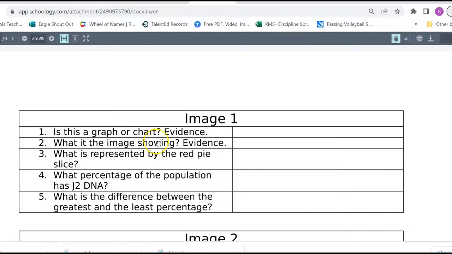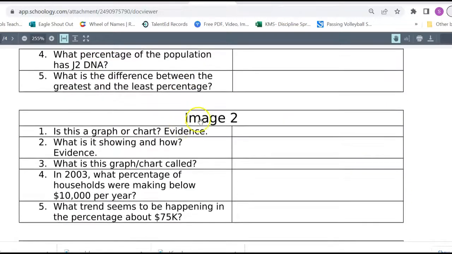So what is the image showing? So you're looking at, what is this graph about? So most likely here you're going to use your title. That would be your evidence. And then look at the different questions. Make sure you're on the correct card for the correct image, because there's different questions for each one.